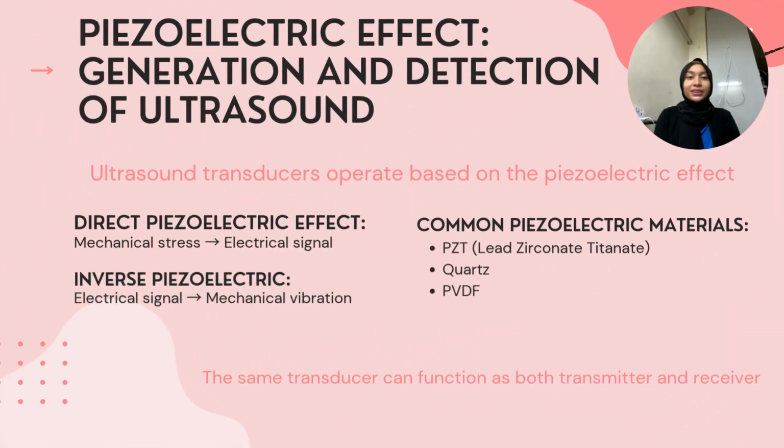The generation and detection of ultrasound wave rely on the piezoelectric effect. Certain materials such as lead zirconate titanate or PZT can convert electrical energy into mechanical vibration and vice versa. When an alternating voltage is applied, the crystal vibrates and produces ultrasound wave. When reflected waves return, the crystal converts those vibrations back into electrical signal. This ability to act as both a transmitter and receiver makes piezoelectric materials ideal for ultrasound instrumentation. After generation, this wave must travel through different materials and their behavior depends strongly on the properties of the medium.